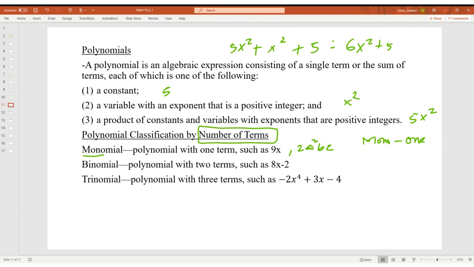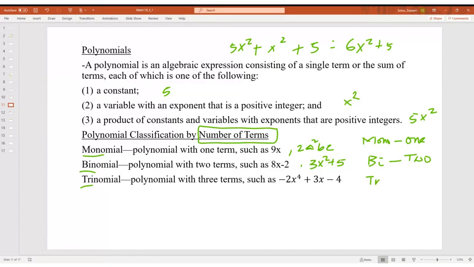Binomial: bi means 2. So we have two terms. In this case, we have 8x and -2. Or for example, let's say 3x squared plus 5. This can be a binomial, so two terms. We have 3x squared, one term, and 5 is another term. Trinomial is 3 terms. Tri means 3.